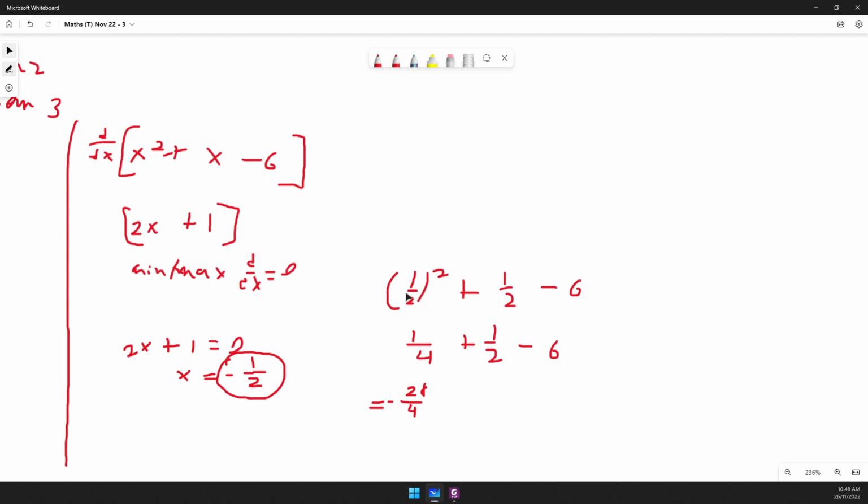And then when you input this inside, oh, wait, negative, negative. Try again. What do you get now? 1 over 4 minus 1 over 2 minus 6. Negative 25 over 4. Yeah, negative 25 over 4. That should be the answer.